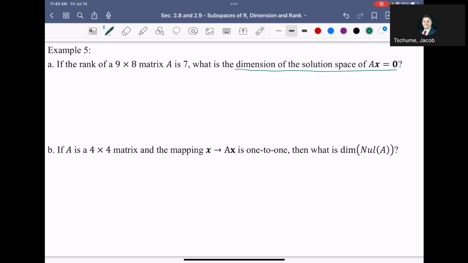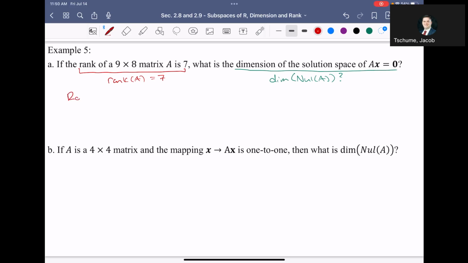So the first thing that jumps out to me is what it's asking for. It's asking for the dimension of the solution space of the homogeneous matrix equation. Going back to our definitions in this section, that is the definition of the dimension of the null space of A. We're trying to figure out what that is. The only other thing it told me in this problem is that the rank of A is equal to 7.